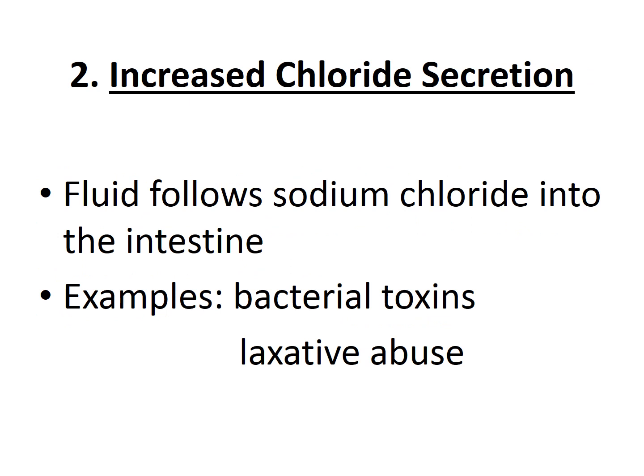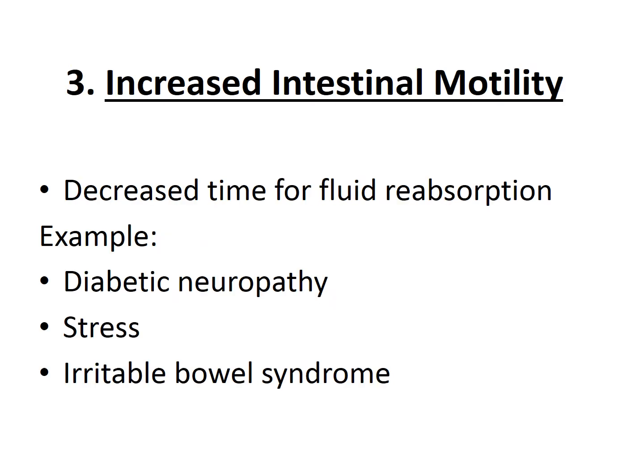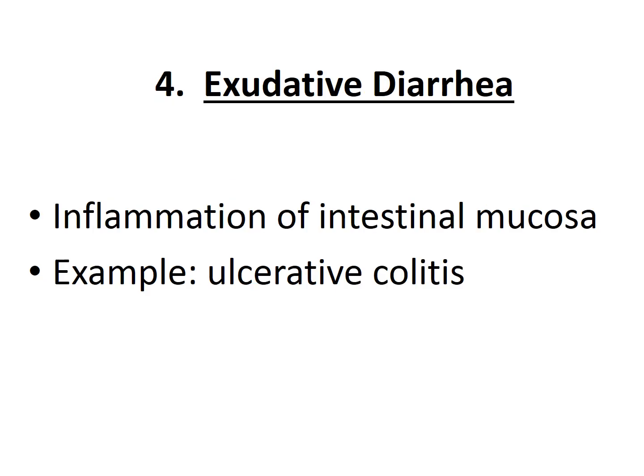As fluid follows sodium chloride into the intestine, increased chloride secretion results in secretory diarrhea, for example, in cases of bacterial toxins and laxative abuse. Conditions like diabetic neuropathy, stress, and irritable bowel syndrome cause increased intestinal motility that results in decreased time for fluid reabsorption. Inflammation of intestinal mucosa, such as in cases of ulcerative colitis, results in exudative diarrhea.